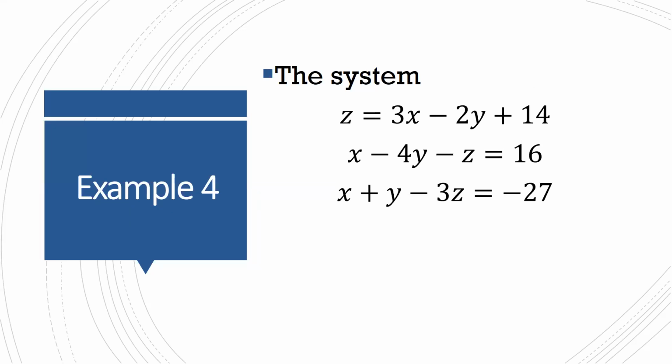Let's take a look at this last example. This last example has a system of 3 equations with 3 variables. We're trying to find the solution to the system. One equation is set up as z is equal to 3x minus 2y plus 14. The other equations are x minus 4y minus z equals 16, and the equation x plus y minus 3z equals negative 27.